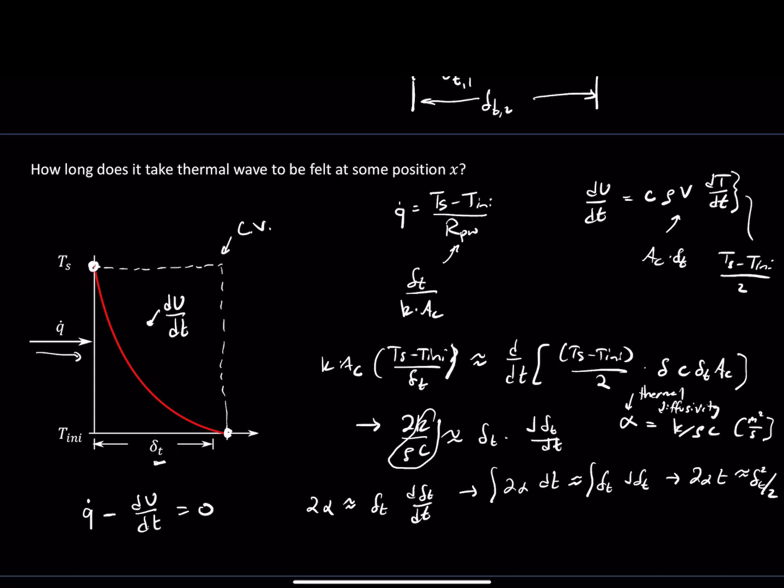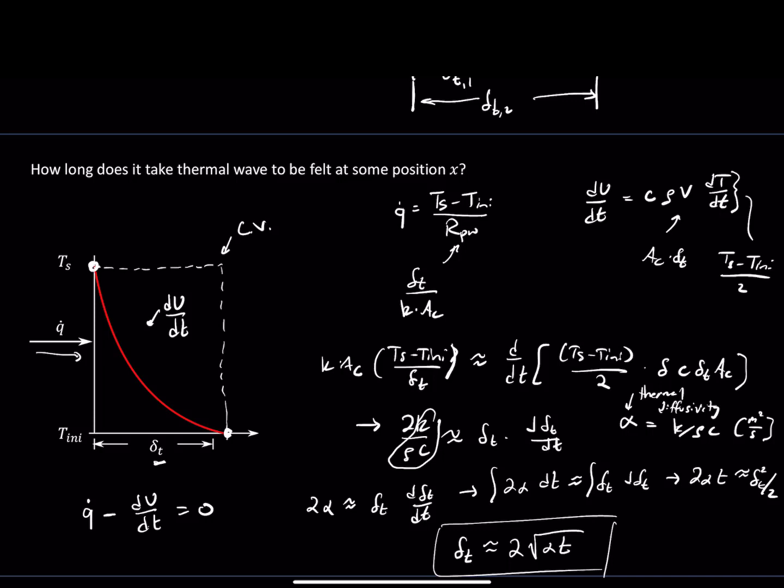Let's solve this for delta T. And that gives me, let's keep this as approximate, delta T is approximately equal to 2 times the square root of alpha times time. So this result here is an important result, right? This tells us the thermal wave depth, this delta T, as a function of time. So if you know something about the properties of the wall, and you know the amount of time that's elapsed, you can predict the thermal wave depth.